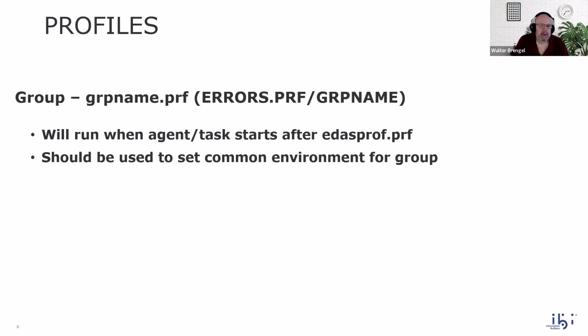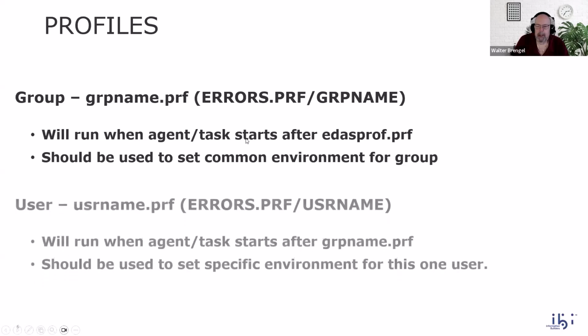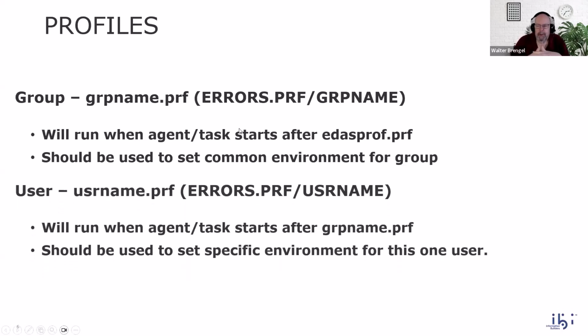Again, you can do anything you can do in a procedure. The most prominent ones are to set the app path because you might not want to have people in one group being able to see the apps from other groups. The user runs after the group name, after the group profile. And this is where you can even more fine tune what the environment is for a particular user.